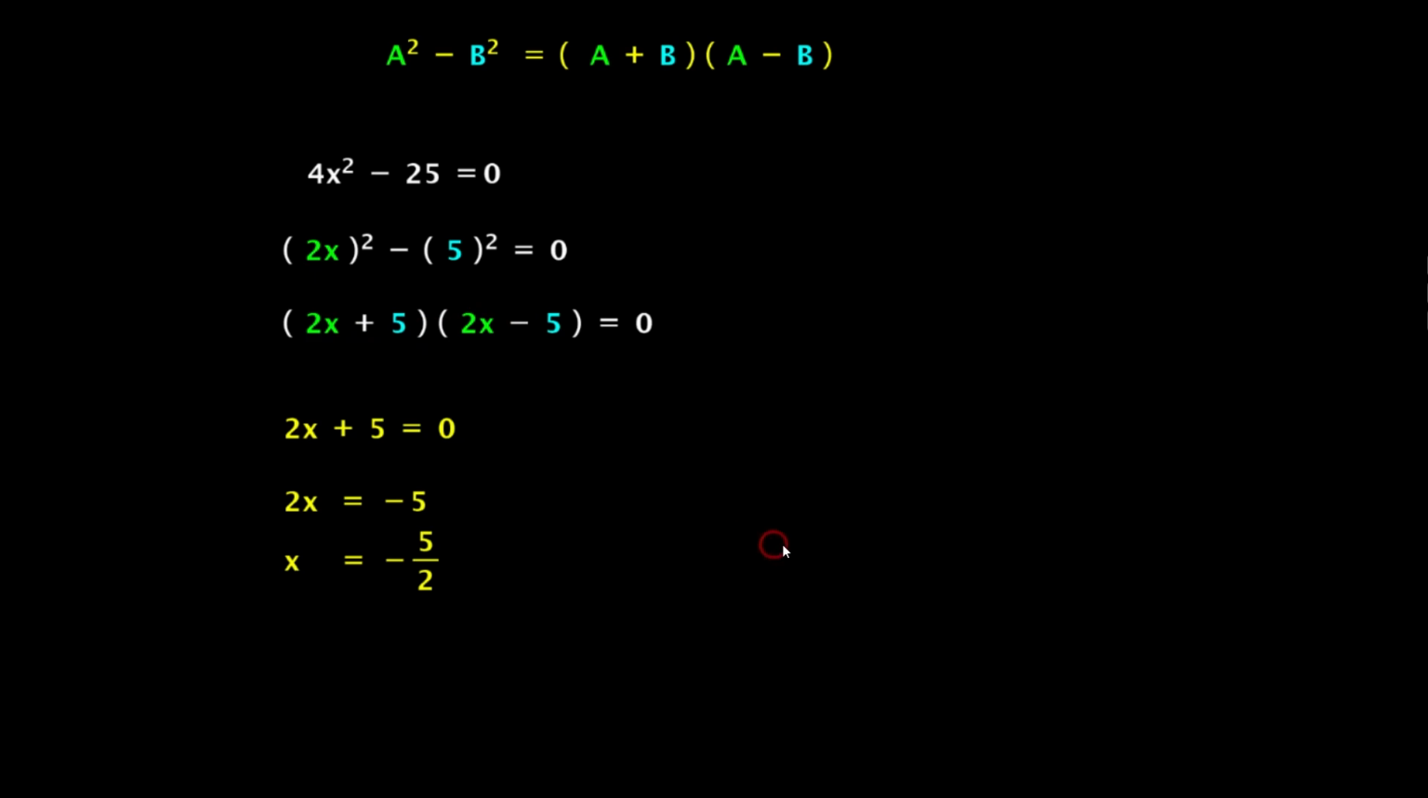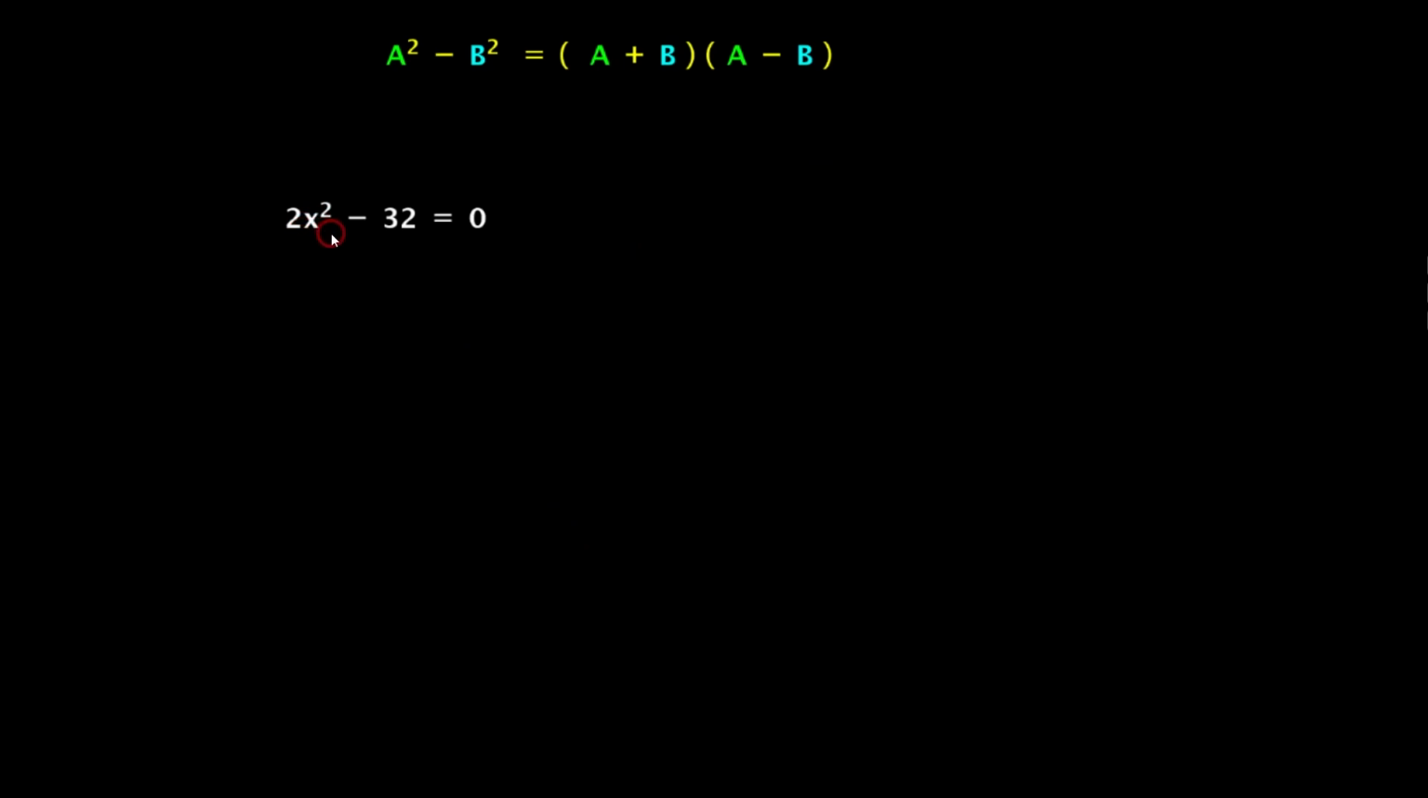The second part is 2x minus 5 equals 0. Move the 5 to the right hand side, negative 5 becomes positive 5. Divide both sides by 2, x is isolated. On the other side, 5 divided by 2, and that's positive. So two values of x, one is negative 5 over 2 and one is positive 5 over 2.